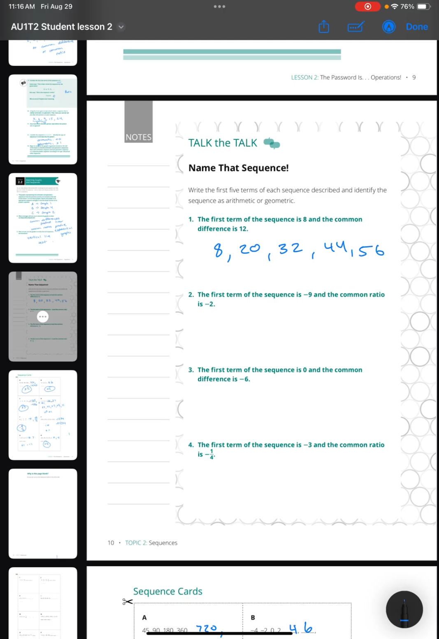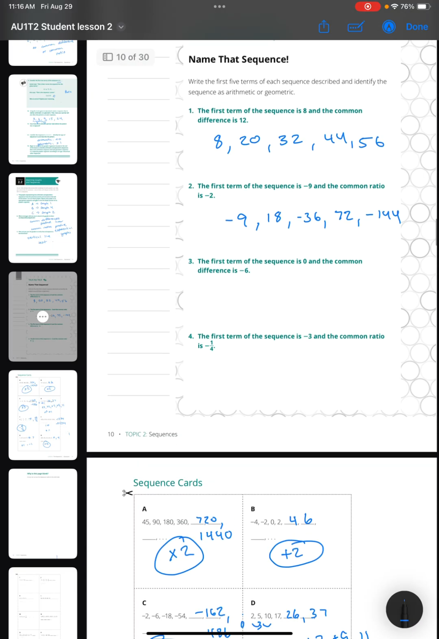For 2, first term of the sequence is -9. Common ratio, so now we're multiplying, is -2. So that would give you 18 times -2 is -36, times -2 is +72, and times -2 is -144. Okay, 3, the first term of the sequence is 0, and the common difference is -6. So we're adding -6. So you get -6, then -12, -18, -24.